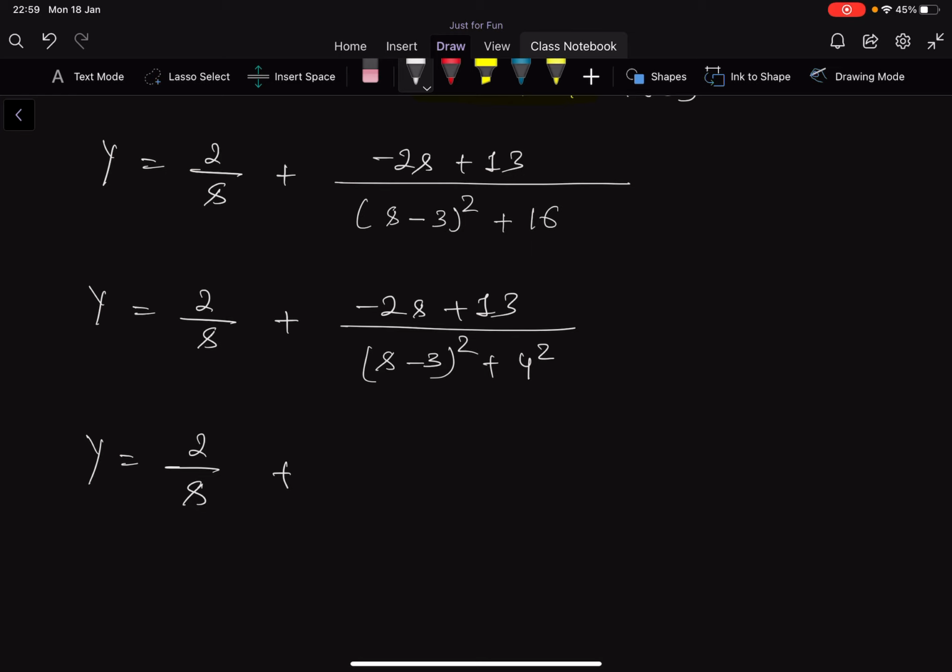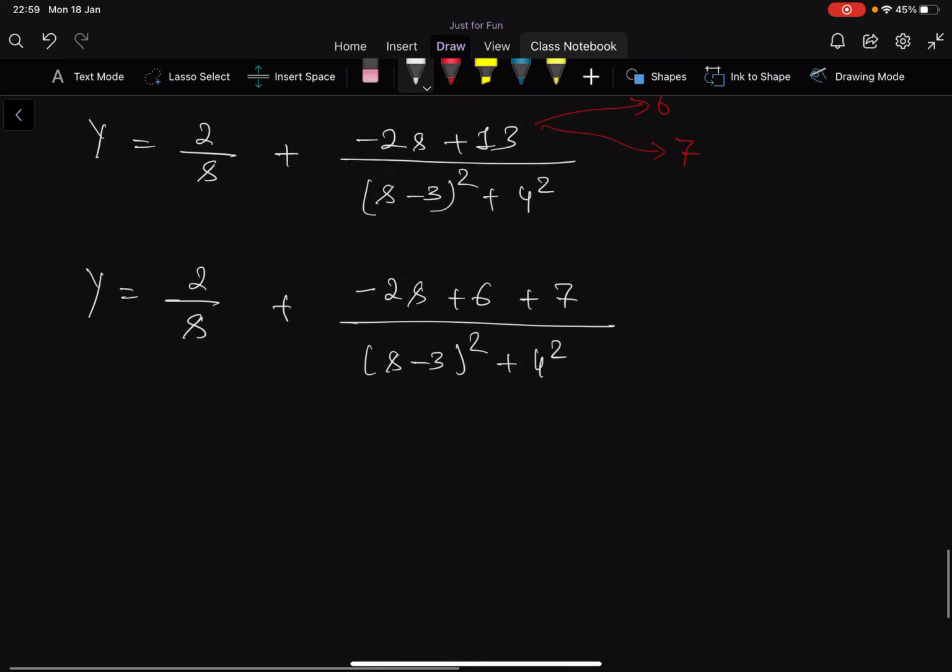Now to do that, I'm going to break this 13. I need to take common 2, and then I need to have 3, so it's going to be 6 definitely. So if I take 6 from there, the remaining will be 7. So I need to break this as minus 2 times (s minus 3) plus 6, and then 7. Okay, the remaining is (s minus 3) square plus 4 square.